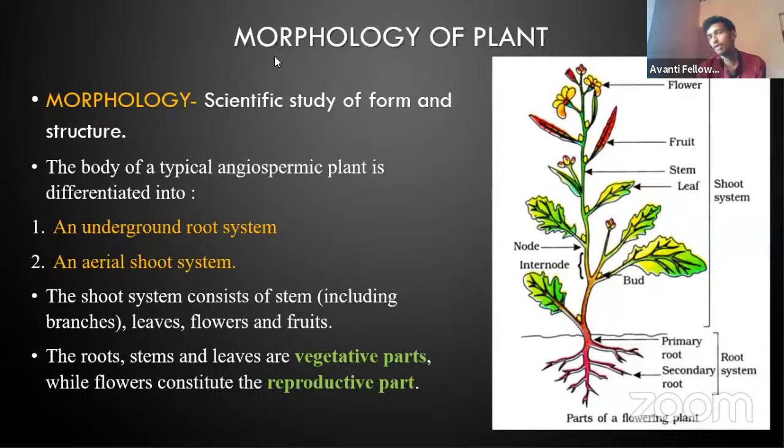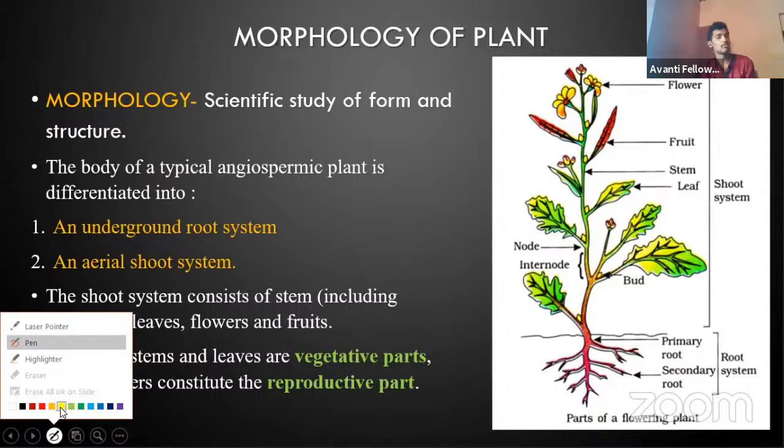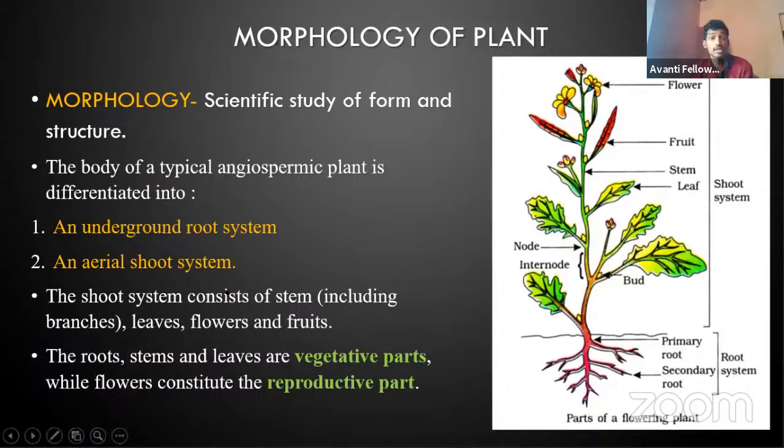The first thing is the morphology of the plant. Before we understand the morphology of the plant, the question is, what is morphology? We simply say morphology is the study of external characters. But according to etymology, meaning where that word comes from, morphology is the scientific study of form and structure. How it is and how it's formed, we will study in morphology.